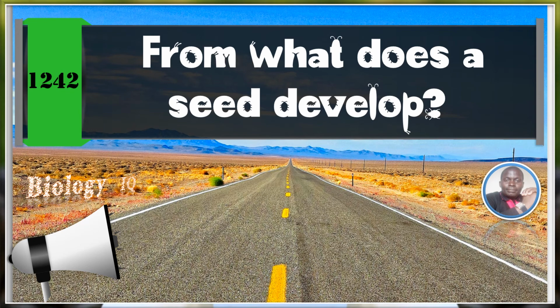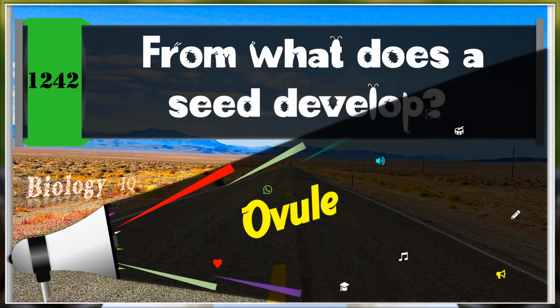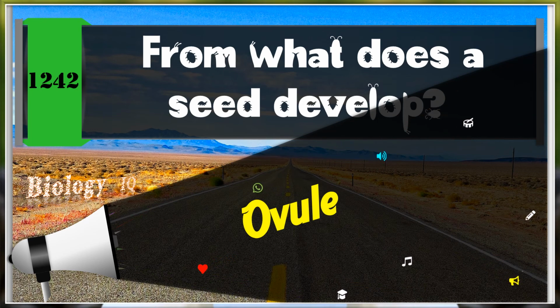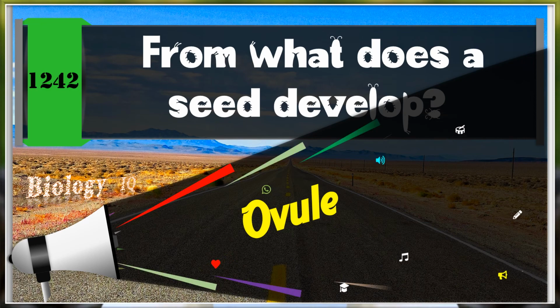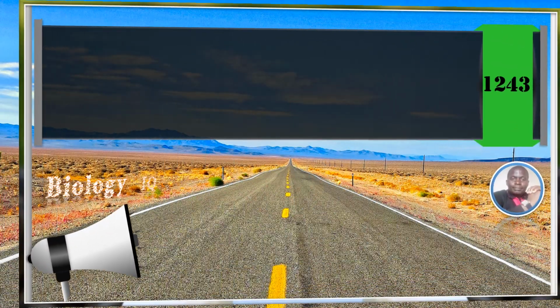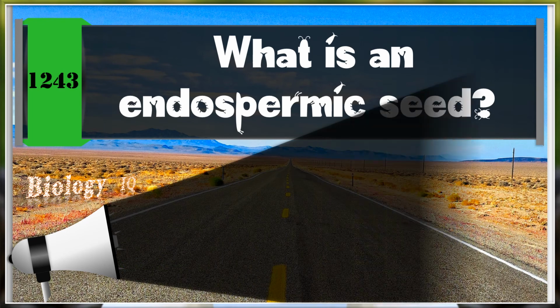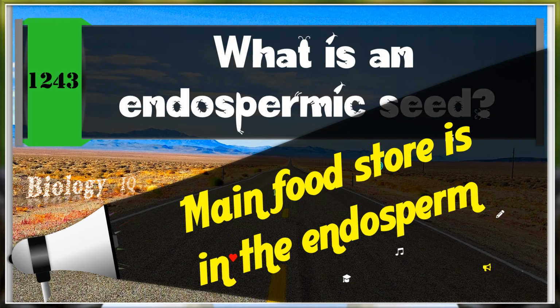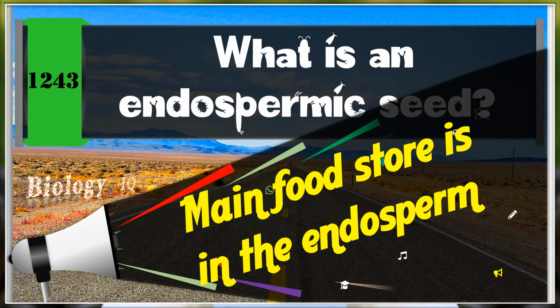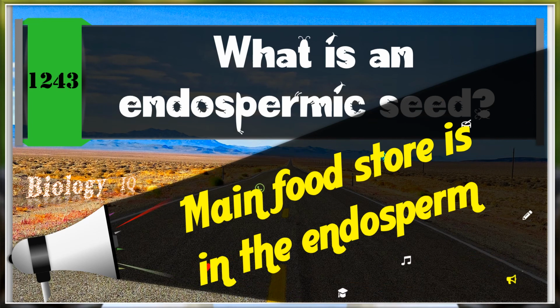From what does a seed develop? Ovule. What is an endospermic seed? Main food store is in the endosperm.